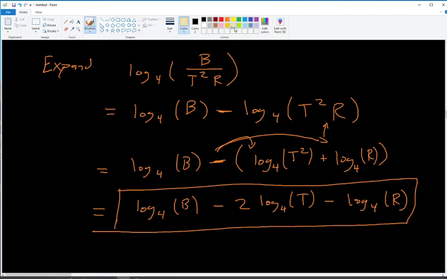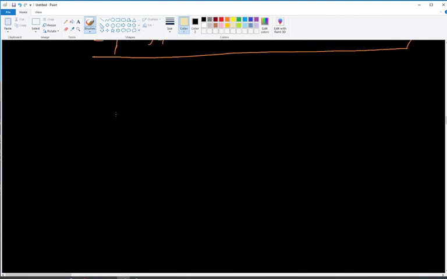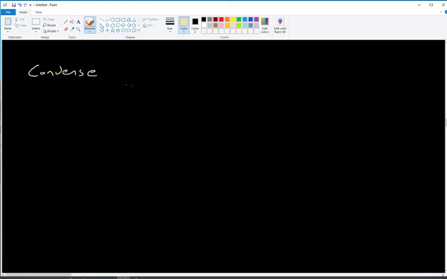Okay, and let's look at one condensed. That'll be kind of doing the reverse, where we start from an expanded form and we want to push stuff back together. So we're going to condense log base a of m plus 3 log base a of n minus log base a of t.